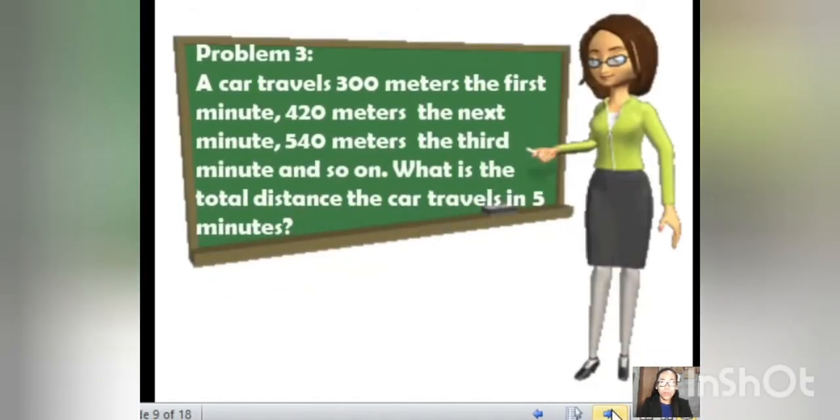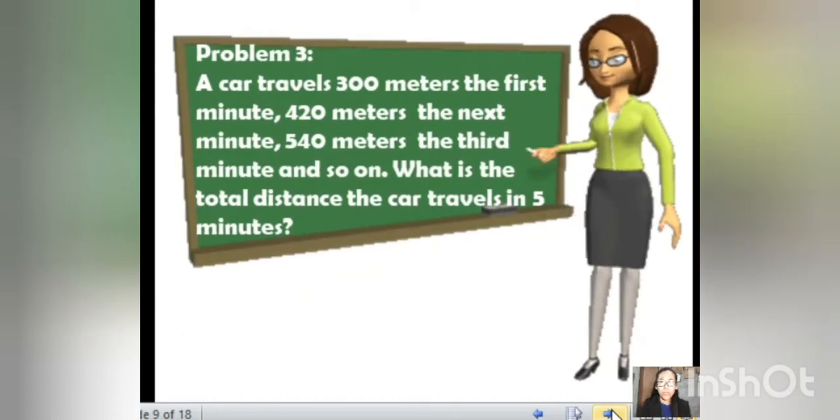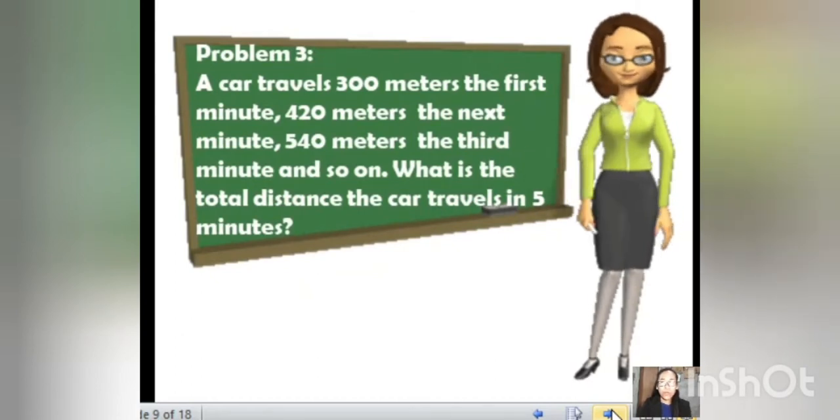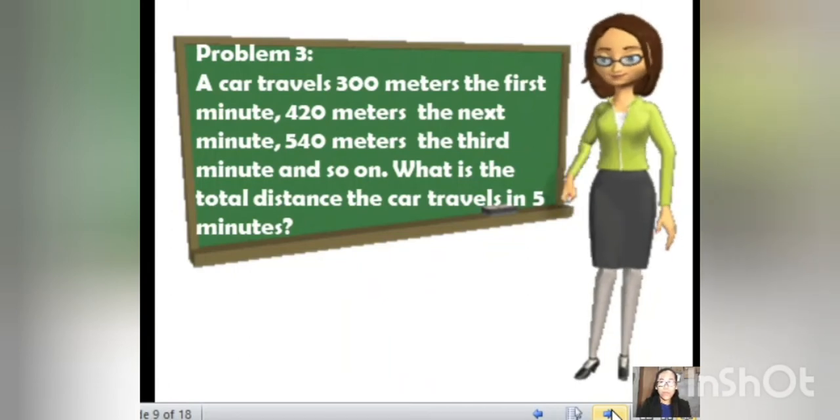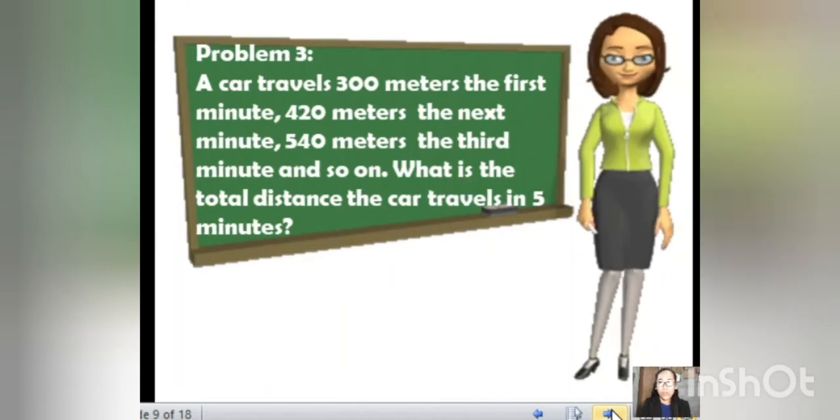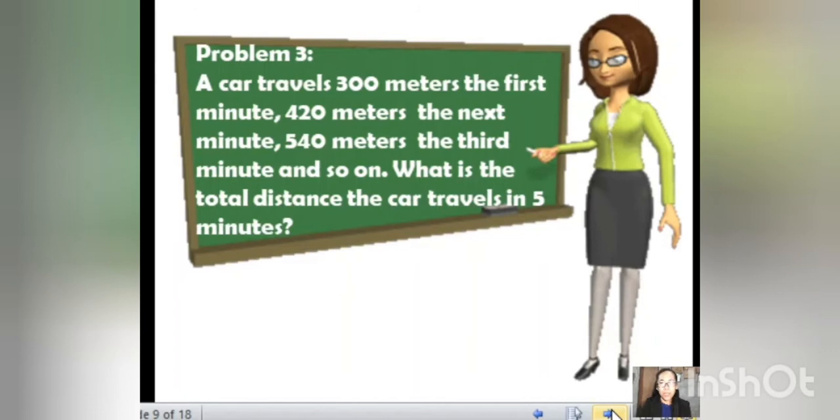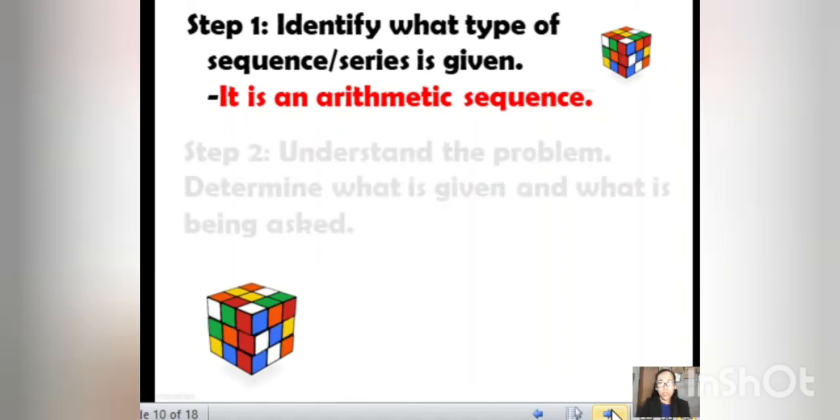So problem number 3. A car travels 300 meters the first minute, 420 meters the next minute, 540 meters the third minute, and so on. What is the total distance the car travels in 5 minutes? So first step, we have to identify what type of sequence or series is given. Still, that is an example of an arithmetic sequence.